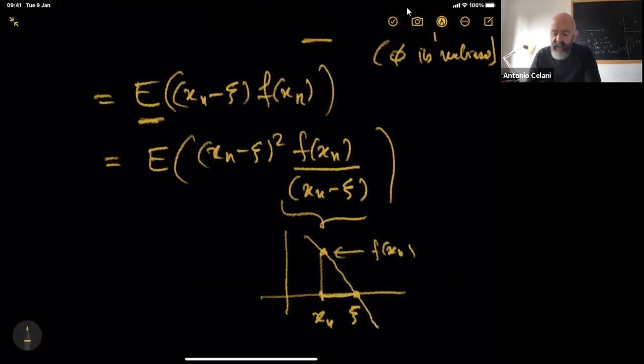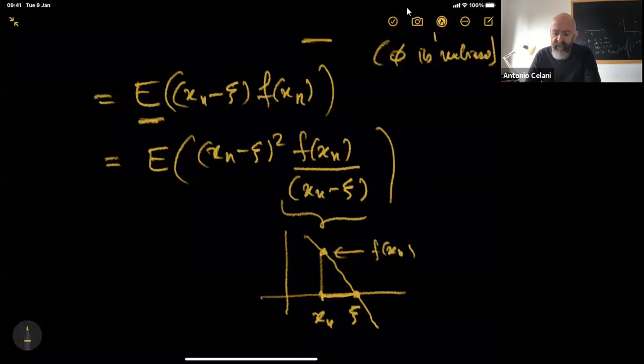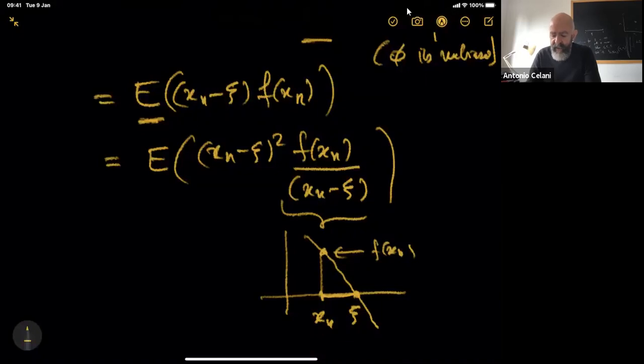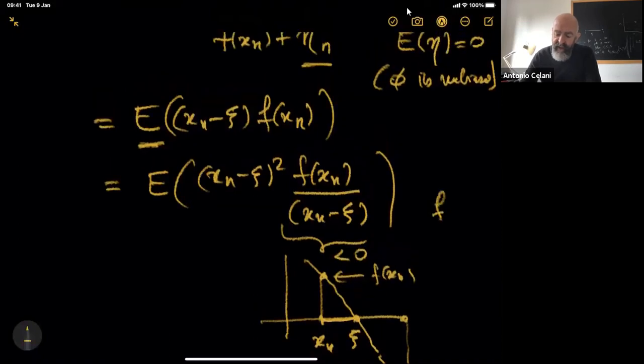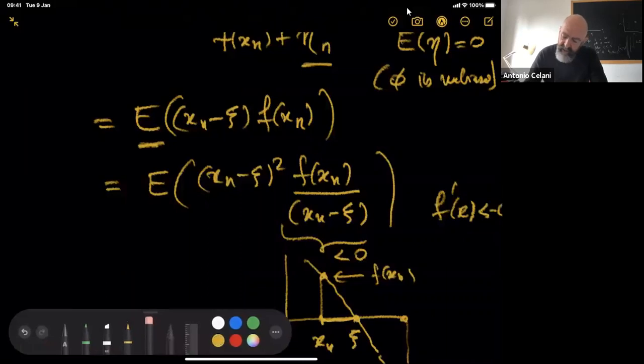It's always negative, because if I am on the left, f is positive, but the distance xn minus psi is negative. On the other hand, if I'm on the right, my f is negative and my xn minus psi is positive. Okay, so this object here is always strictly less than 0. And in fact, because of the condition that f prime of x is everywhere smaller than minus g, sorry, you cannot read this, so let me erase.